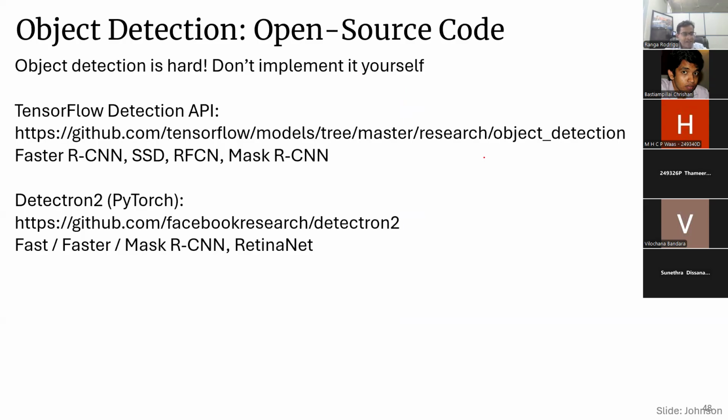And apparently that has won in some year. If you want to use these things, there are the TensorFlow detection API and Detectron 2 in PyTorch. I think it's quite easy to get them working: Faster RCNN, Mask RCNN and RetinaNet. All these things are there.